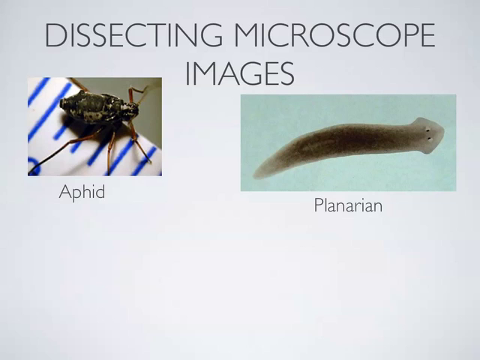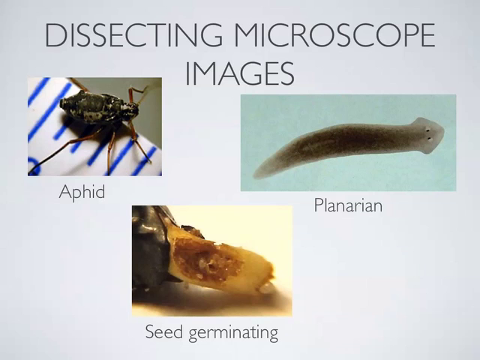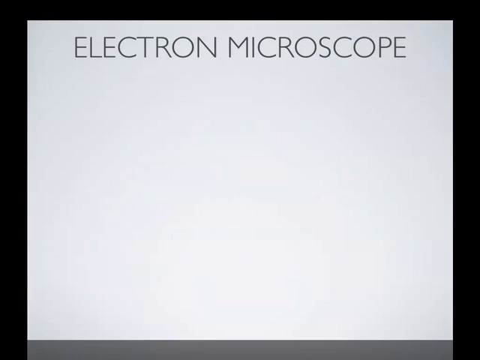So you can see this aphid. This is a planaria, a flatworm that we'll see later in the year. This is a seed that's germinating, it's breaking out of its seed coat. Okay? So those dissecting microscope images give you a better three-dimensional view.